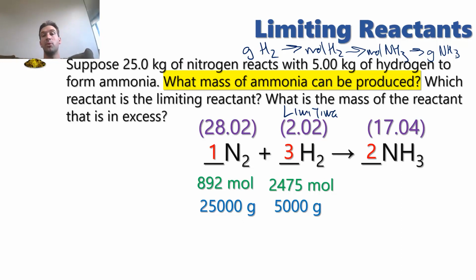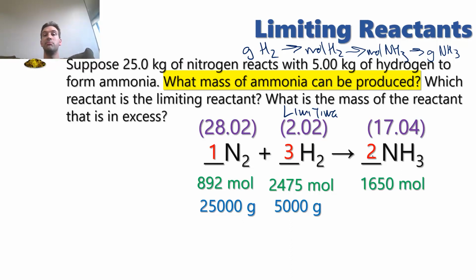Now, by using the table, we can organize those conversions. And we've already done a couple of the steps, so we can take advantage of that. What we've got to do at this point is we have to take our 2,475 moles of hydrogen and convert that into moles of ammonia. So I'll do that. 2,475 divided by 3 moles of hydrogen and multiply by 2 moles of ammonia. I get, once again, 1,650 moles.